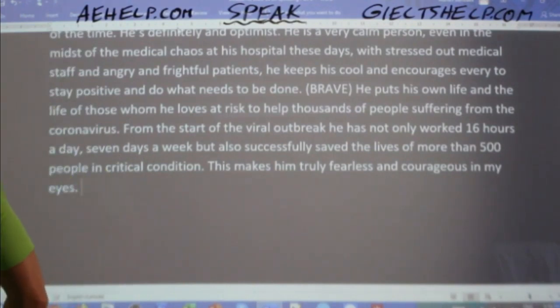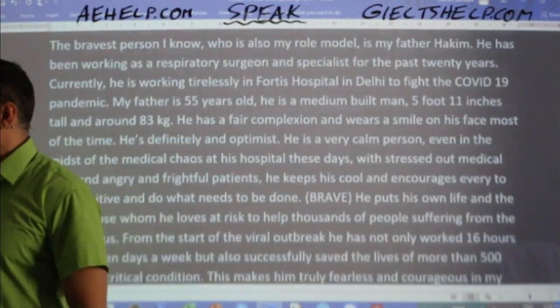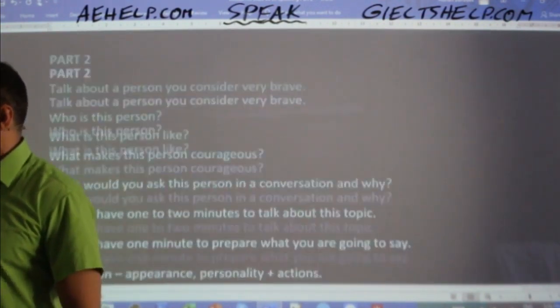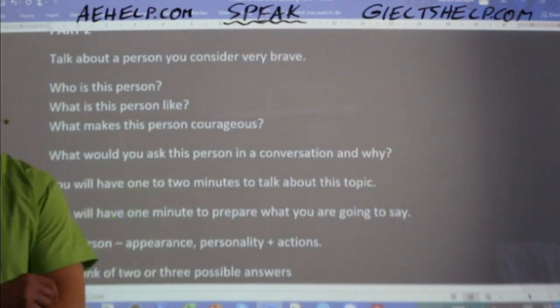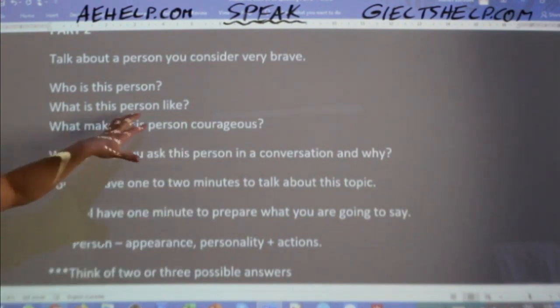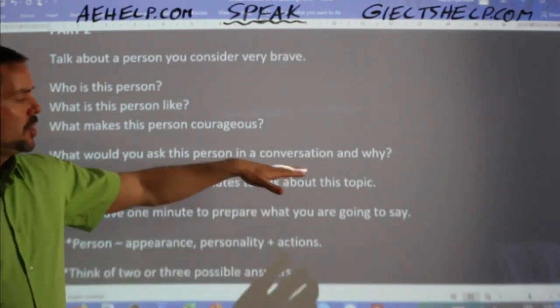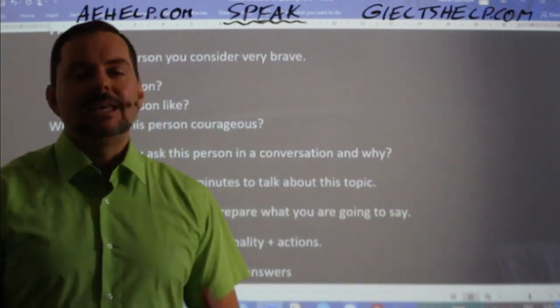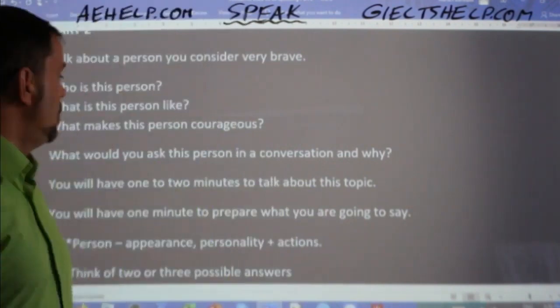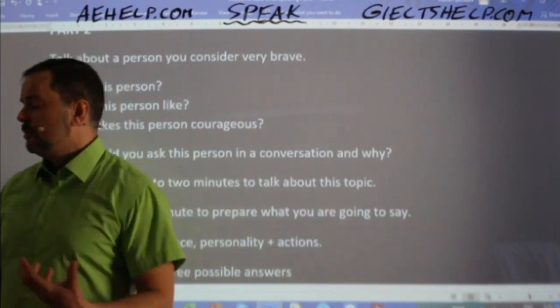Now, let's look at the card. Okay, so don't just keep talking and go off topic. Make sure to answer all the questions. Look at the card. What makes this person courageous? We talked about that. What is this person like? We talked about that. What would you ask this person in a conversation and why? Give me some sentences for that. So what would you ask your dad in a conversation and why? Talking about bravery, right?